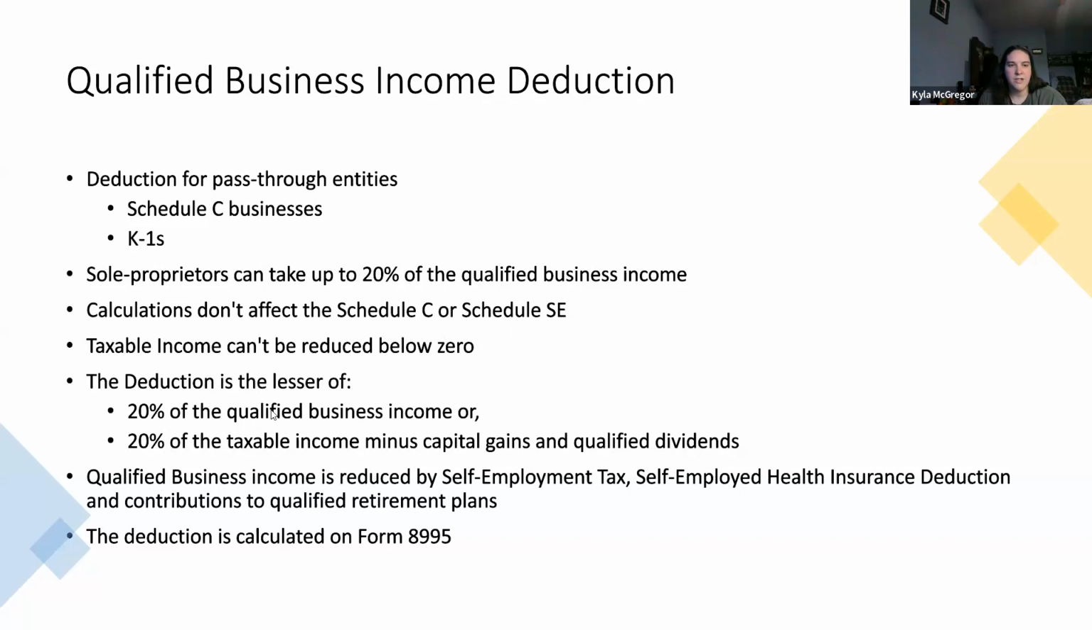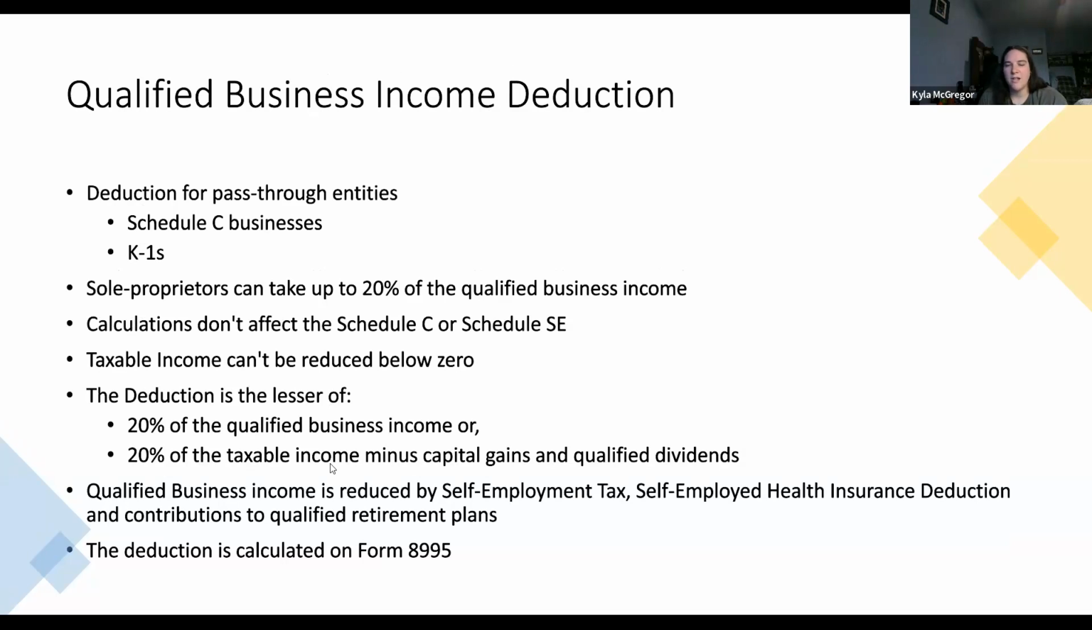And just as a high level, the deduction is either the lesser of 20% of your business income or 20% of your taxable income minus your capital gains and dividends. So it'd be one or the other, whichever one's lower. And the business deduction is reduced by self-employment tax, health insurance, and contributions to retirement plans. Then the deduction is calculated on Form 8995. Once you put in that they have a Schedule C or another type of business like a K1 of some kind, this will automatically be calculated based on what you put in those other forms. I would take a look and make sure it looks reasonable at the end, but it'll do the calculation for you, so you don't necessarily need to physically put in any additional things.